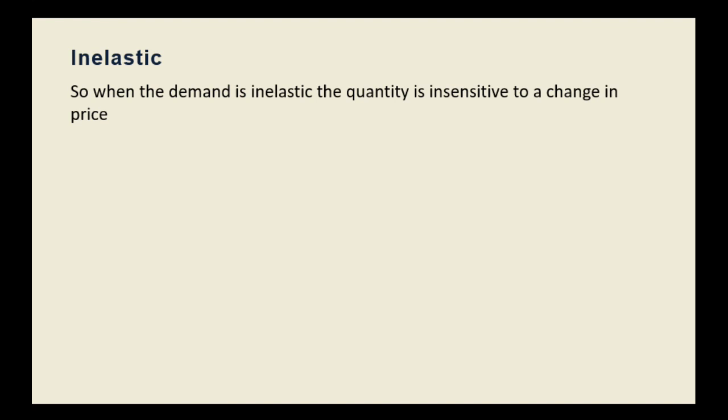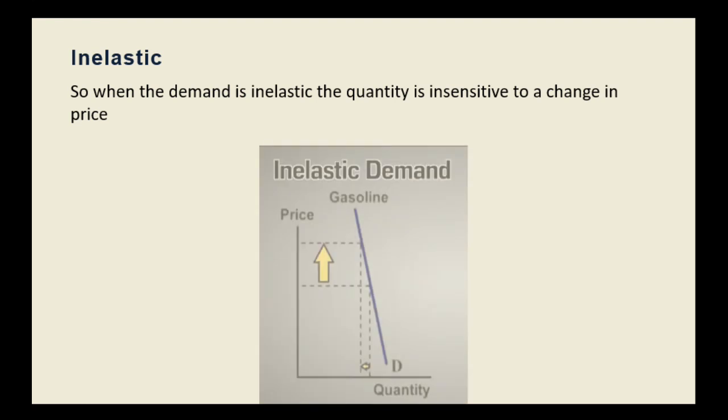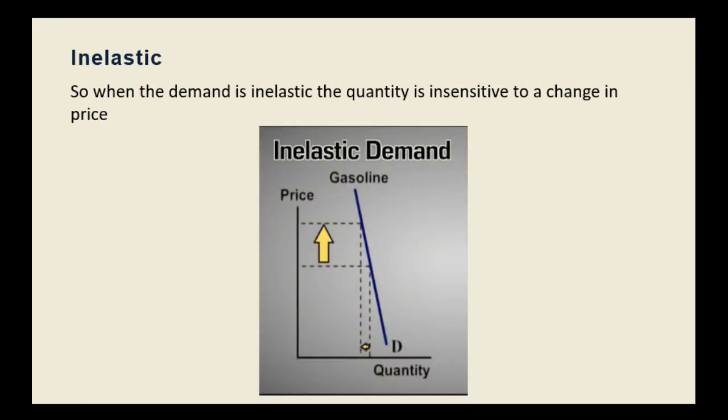And it goes the other direction when the price falls. The quantity demanded goes up just a little bit. So when the price goes down, you buy a little bit more. But when the price goes up, you buy a little bit less, insensitive to a change in price, right? The reason for this is that products that have inelastic demand have very few substitutes. Just like gasoline, there's nothing else we can use as a substitute.